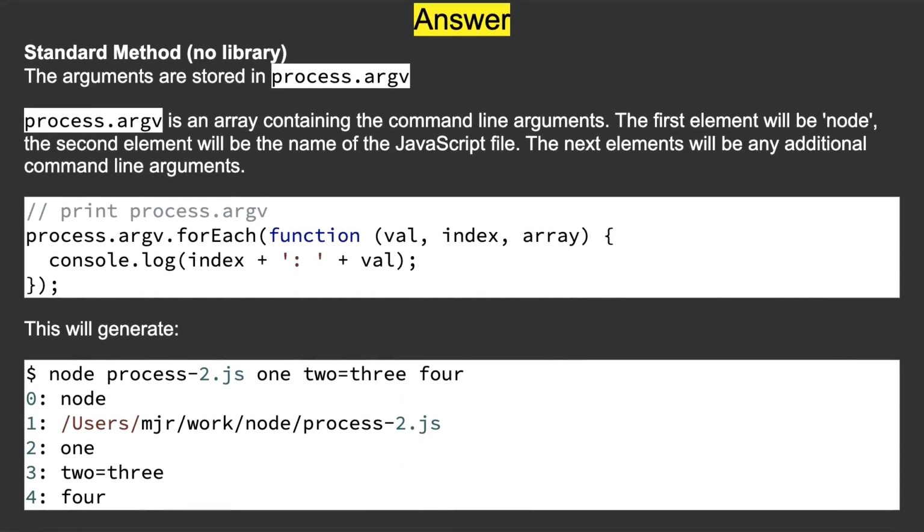Standard method. No library. The arguments are stored in process.argv. Process.argv is an array containing the command line arguments. The first element will be node. The second element will be the name of the JavaScript file. The next elements will be any additional command line arguments. This will generate.